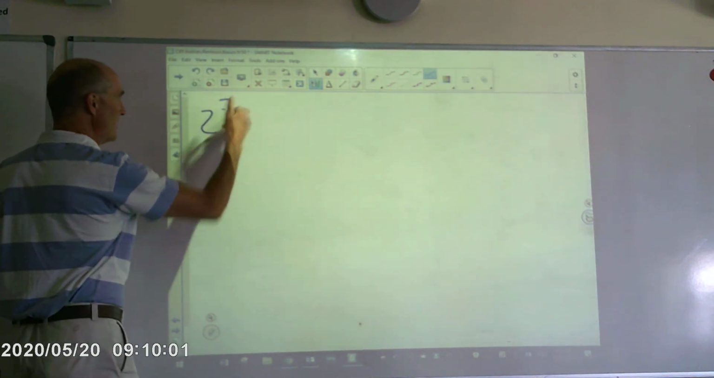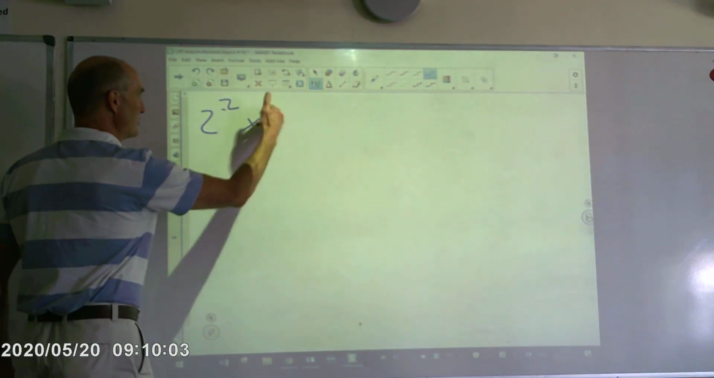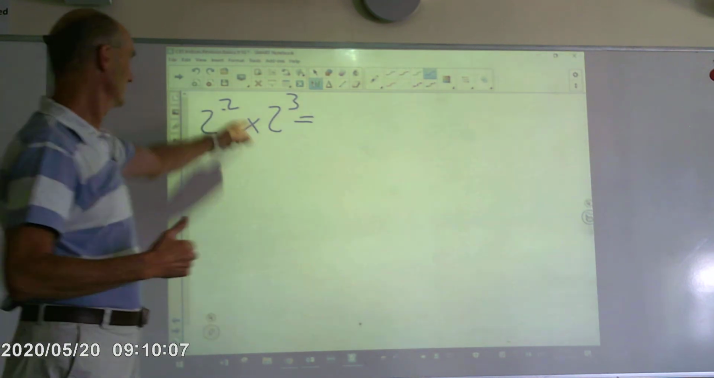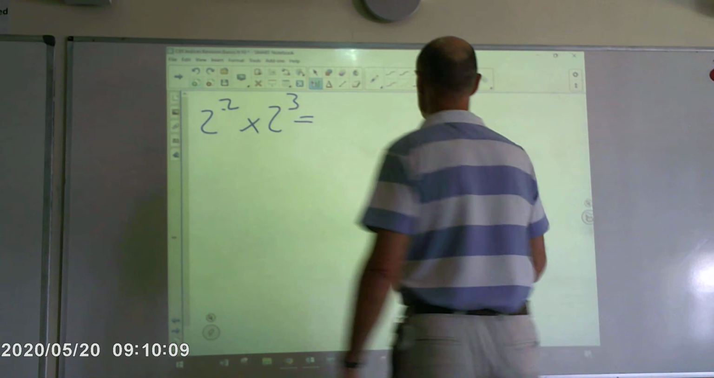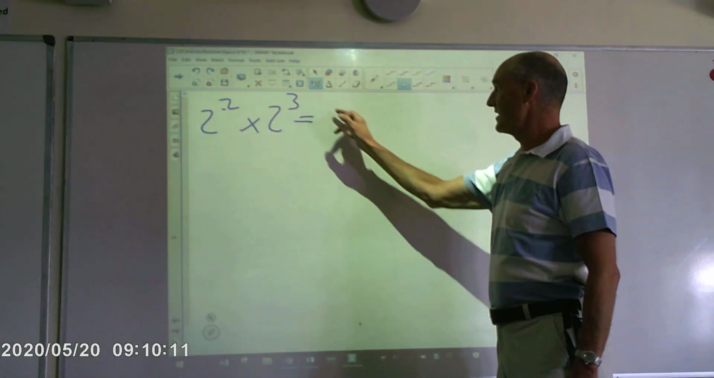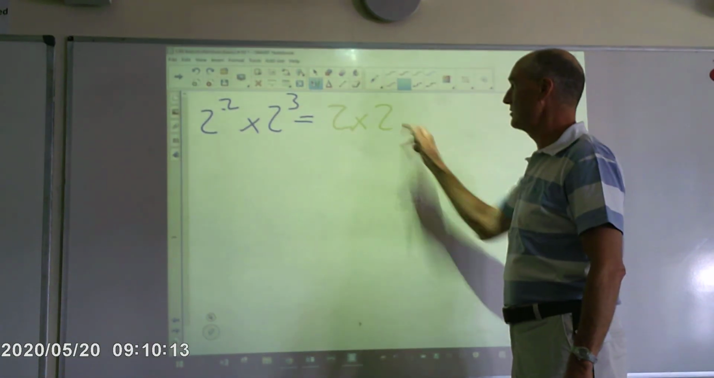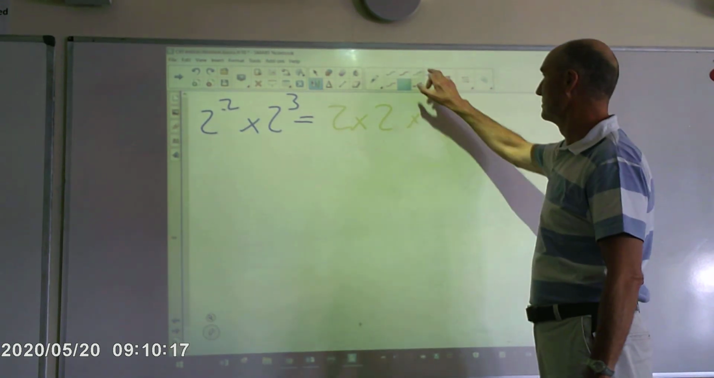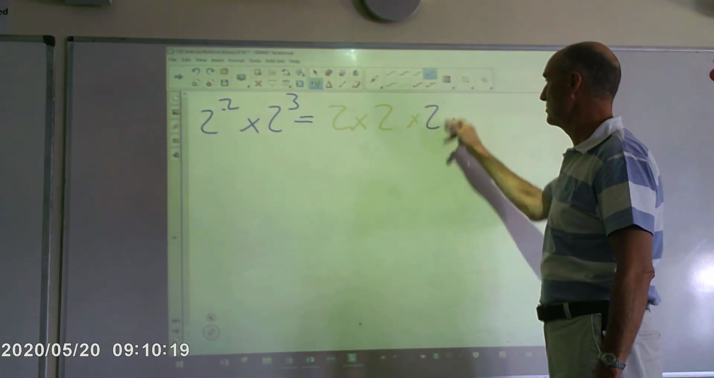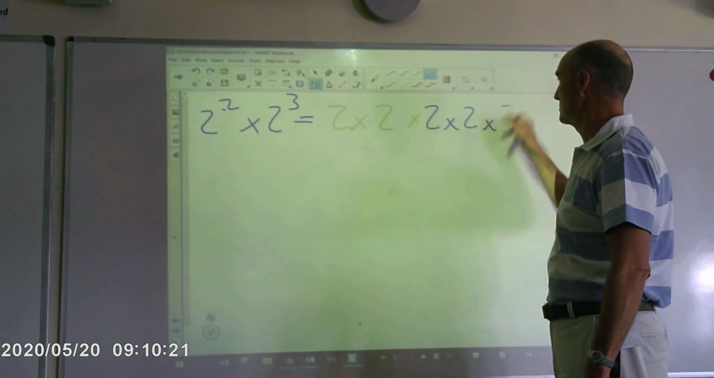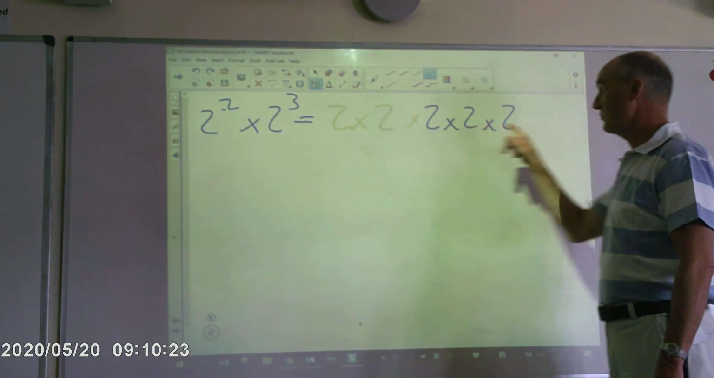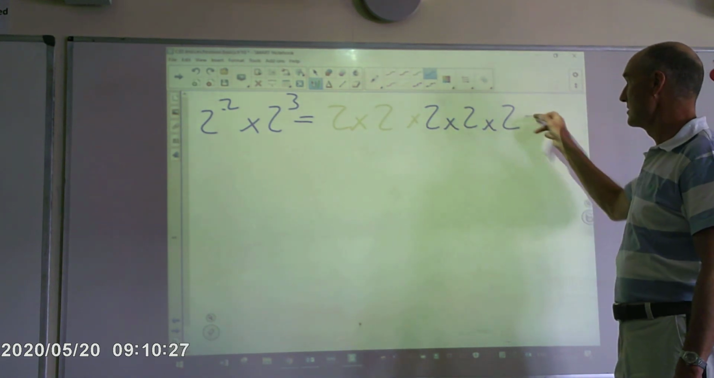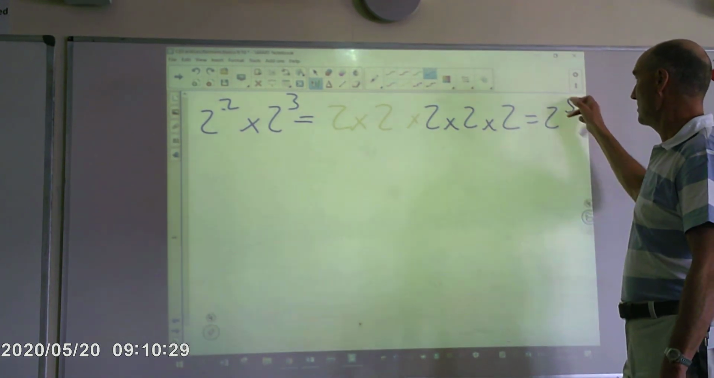2 squared times 2 cubed. What does that mean? We've got 2 squared times 2 cubed. So 2 squared is 2 times 2. That's then multiplied by 2 cubed. So what's 2 cubed? It's 2 times 2 times 2. What have we ended up with there? 2 times 2 times 2 times 2 times 2. 2 to the power of 5.